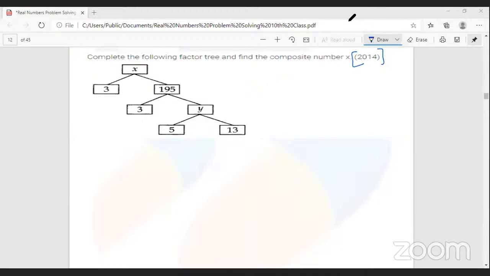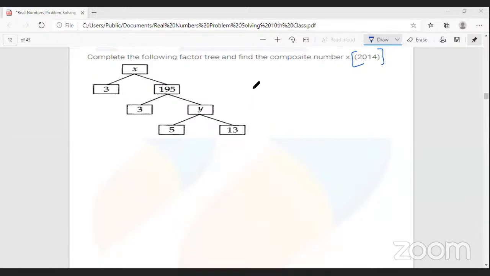Ma'am, I have sent you the answer. Okay, okay. So the answer for X is 585. Yes. And why is it 585? Ma'am, we should multiply 195 by 3 to get X, and for Y, we should multiply by 13. But ma'am, for this, how do we write these steps?